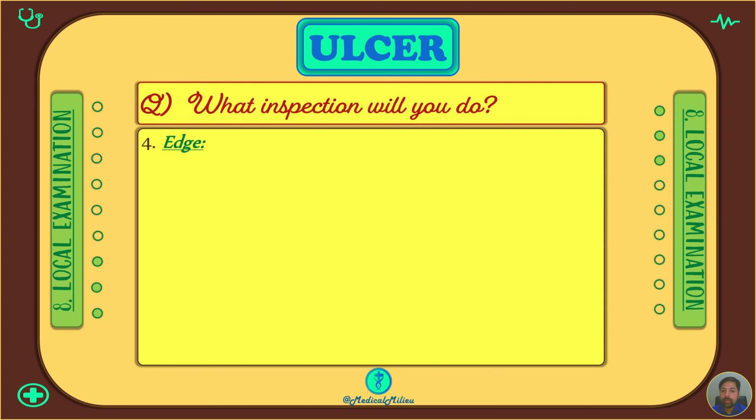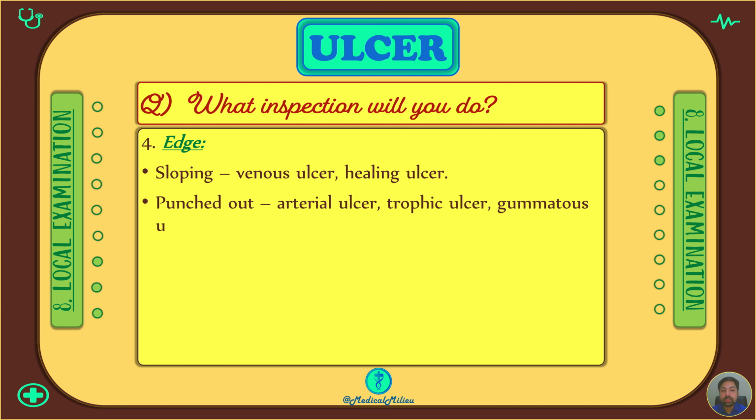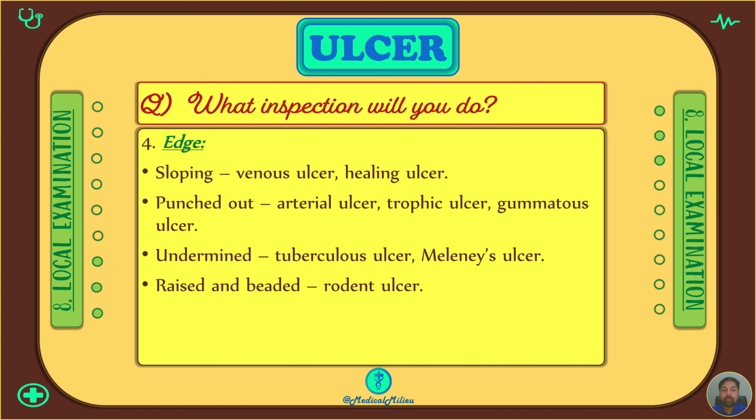The edge of an ulcer is inspected. A sloping edge might be seen in venous ulcers or healing ulcer. A punched out edge is seen in arterial ulcer, trophic ulcer or gummatous ulcer, and undermined edge can be seen in tuberculous ulcer or Marjolin's ulcer. A raised and beaded edge will be seen in rodent ulcer, and a raised and everted edge is seen in squamous cell carcinoma.